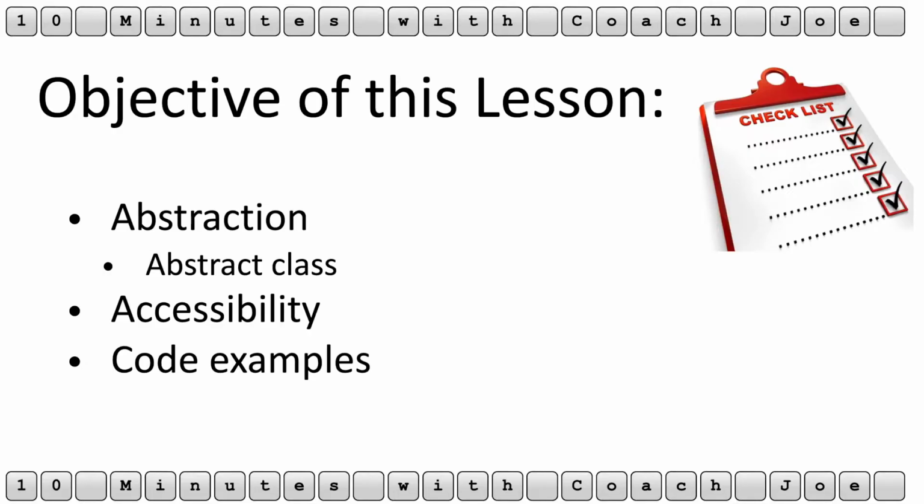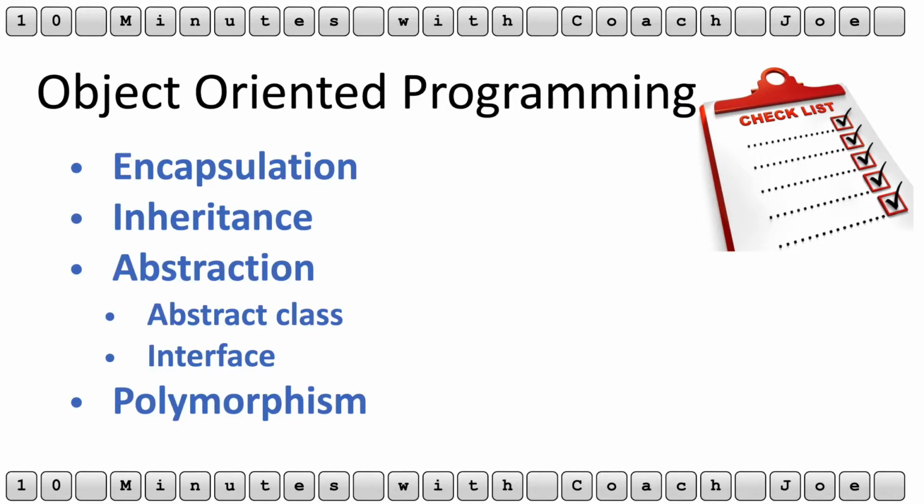In this lesson, we'll review abstraction, one of the major building blocks of object-oriented programming, along with how it works with the abstract class, accessibility, and some code examples. Object-oriented programming is about creating objects that contain both data and methods. The four building blocks of object-oriented programming are encapsulation, inheritance, abstraction, and polymorphism. In this lesson, we'll focus on abstraction with the abstract class.